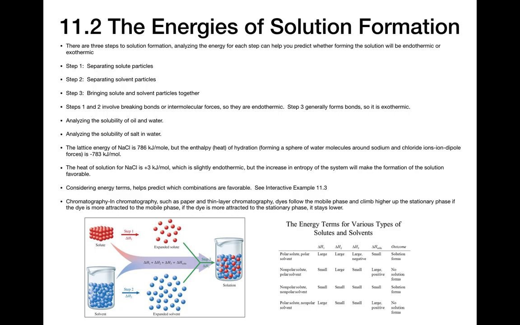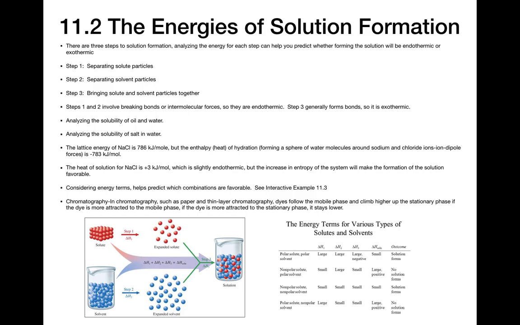So delta H1, breaking the bonds in the solute, delta H2, breaking the bonds in the solvent, plus delta H3, reforming bonds between the solute and solvent. Those add together to get the delta H solution. Remember, delta H1 and delta H2, those are probably going to be positive numbers because you're breaking bonds. Delta H3 is going to be negative, so depending on the relative sizes of delta H1, delta H2, and delta H3, the delta H solution can be positive or negative.